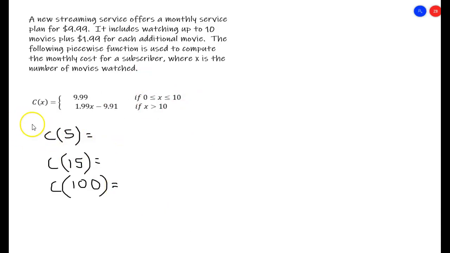All right, so 5 movies. We look up here first, and we see is X between 0 and 10, or is it greater than 10? We can see that 5 is between 0 and 10, so we're going to use this first one. So that's simply just $9.99, right? That's our cost. Our second function is 15 movies, so we look up here and we see that X is not between 0 and 10, it's greater than 10. So we're going to use this bottom function here.